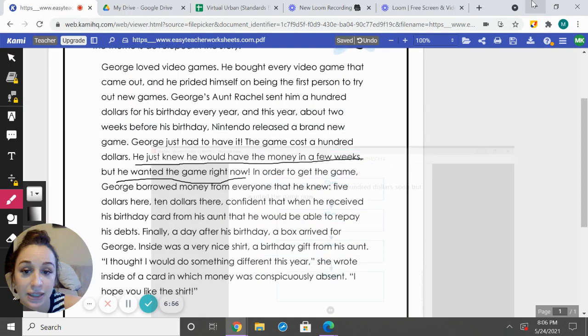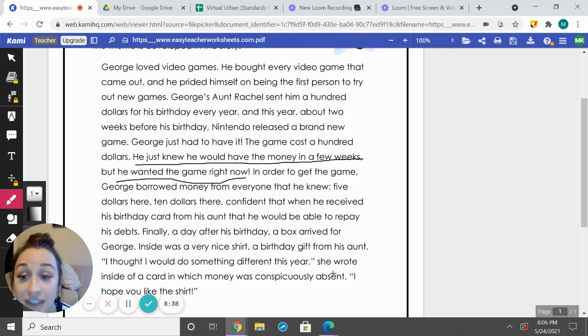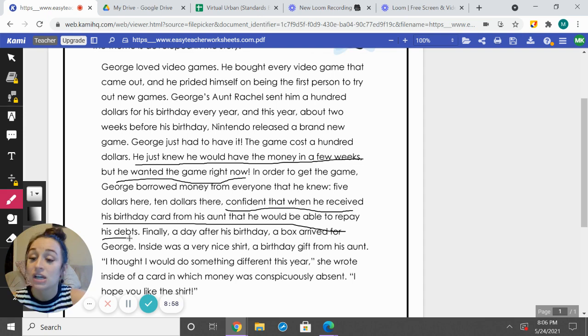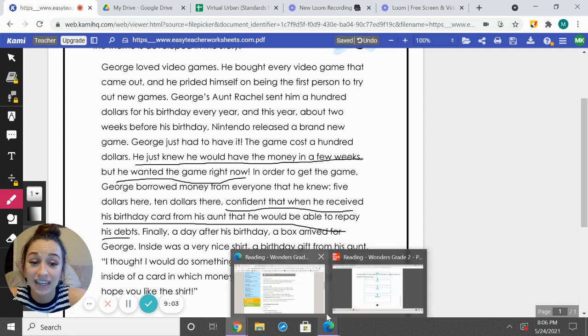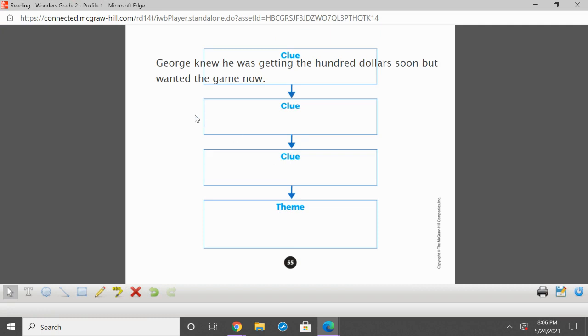All right, so let's keep reading. In order to get the game, George borrowed money from everyone that he knew. $5 here, $10 there. Confident that when he received his birthday card from his aunt, that he would repay his debts. So that's the next clue, is that George then borrowed money and guessed he would be able to pay it back, right? He assumed he'd be able to pay it back.